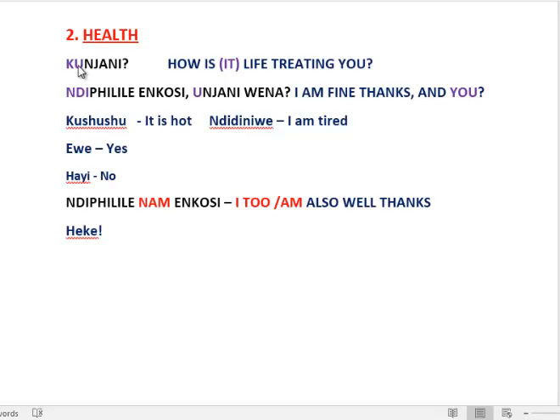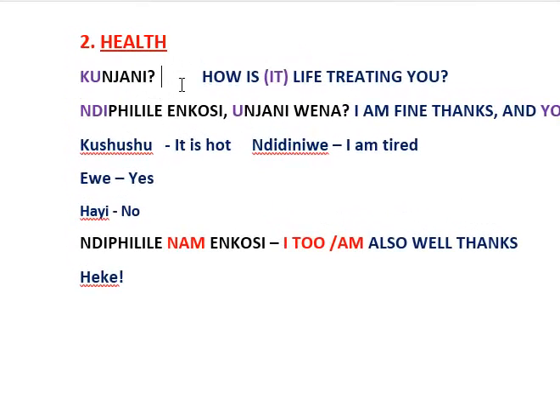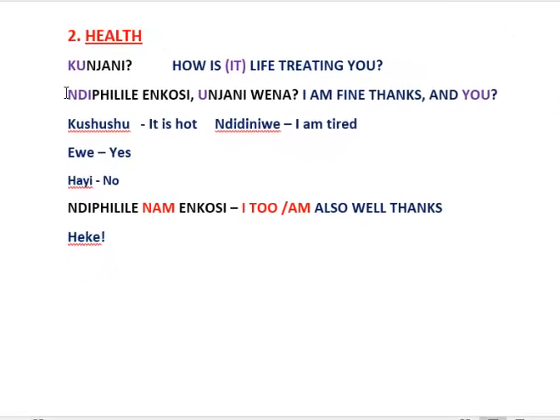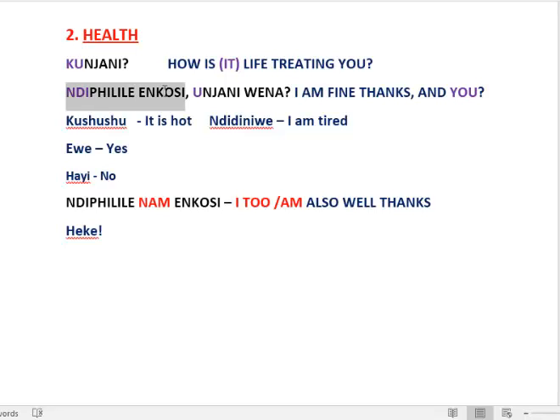After greeting a person, you would normally ask that person how he or she is, and in isiXhosa, you would say Kunjani. Kunjani, one of the many ways of asking a person how he or she is, but the most common one here, and you are asking how is life treating you. Kunjani, the response, Ndiphilile enkosi. Ndiphilile enkosi. Unjani wena? I'm fine, thanks, and what about you? And the response to that would be Ndiphilile nam enkosi. I too am well.